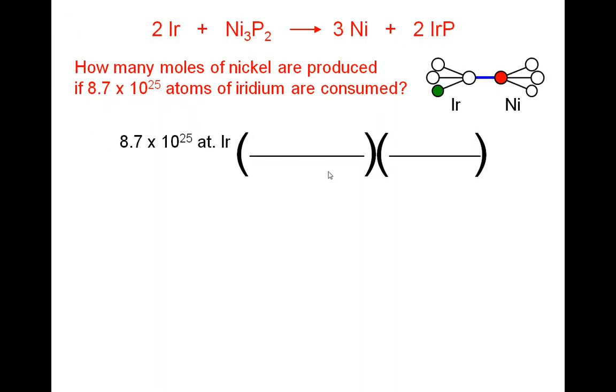Don't want atoms, they go on the bottom. I want moles, they go on the top. Magic number for atoms, 6.02 times 10 to the 23. Don't want moles of that guy, they go on the bottom. I want moles of this guy, they go on top, 3 over 2.